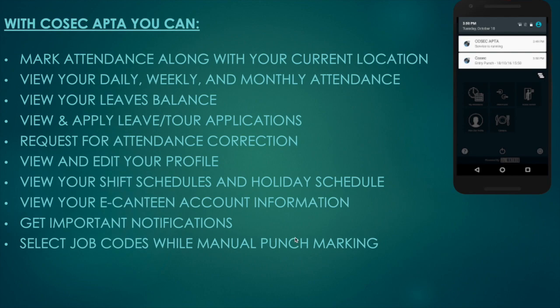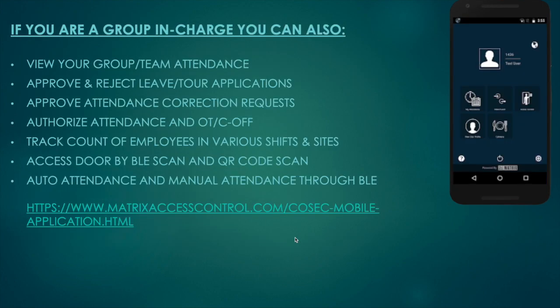You can view and edit your profile, and view your shift schedule and holiday schedule, view your e-canteen account information, get important notifications, and select job codes while manual punching and marking. Also, if you are a group in-charge, you can view your group team members' attendance, approve or reject leave applications, approve attendance correction requests, and access doors by BLE scan and QR code scan, auto attendance and manual attendance through BLE.